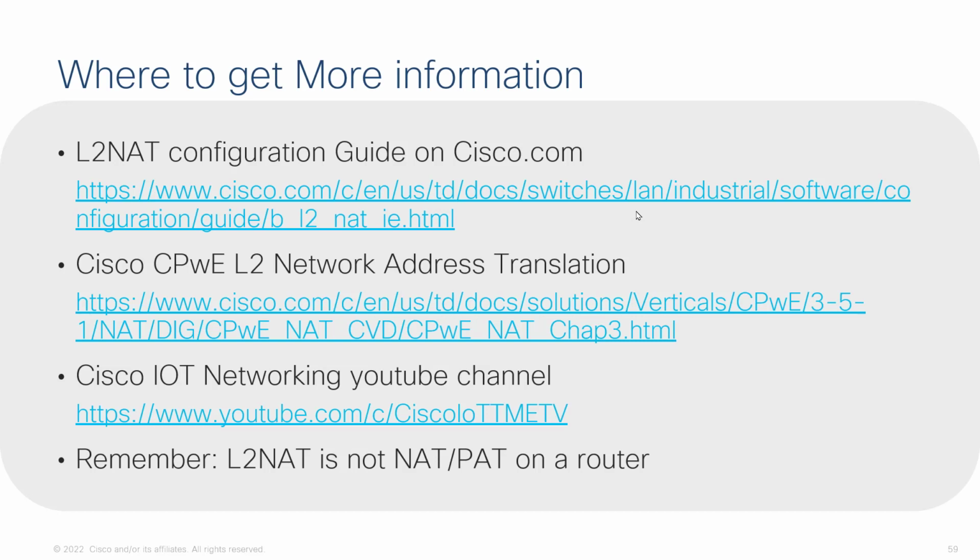If you want more information outside of this video, we do have a layer 2 NAT configuration guide. It's shown here for the IE 2000 or the IE 4000, but the layer 2 NAT behavior is consistent across the industrial Ethernet switching products. So one configuration guide documents how it works for all the IE switches that support layer 2 NAT. If you want to see layer 2 NAT inside of a solution, CPWE stands for Connected Plant-Wide Ethernet. This is a solution document that has a specific chapter on layer 2 NAT as part of a solution.